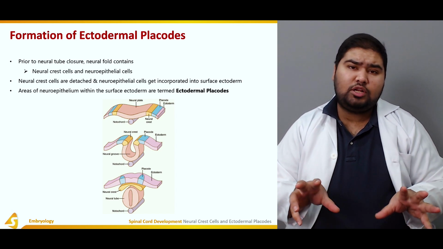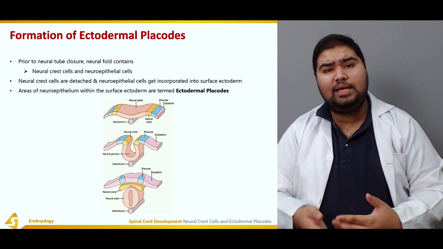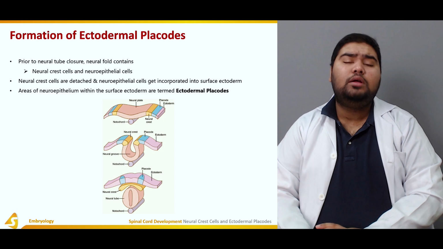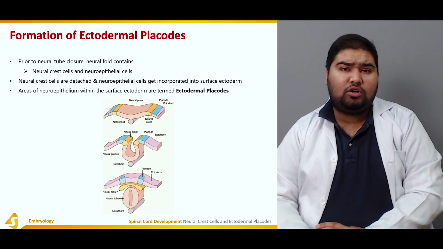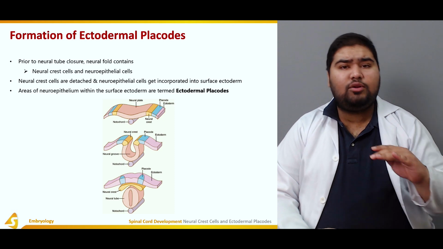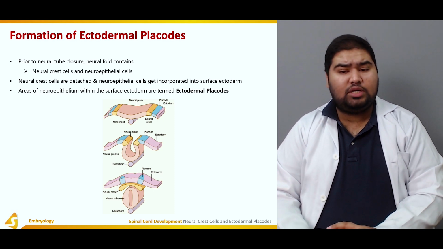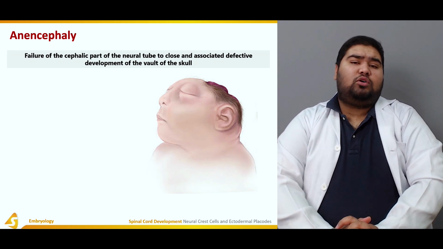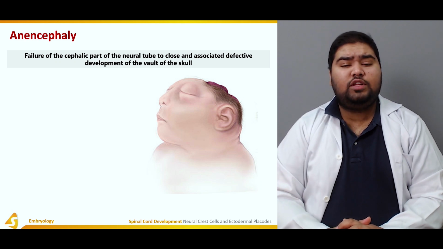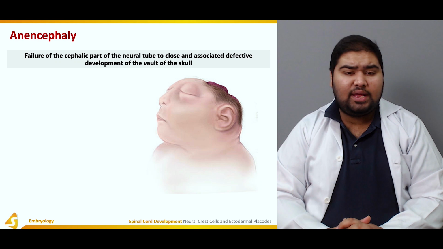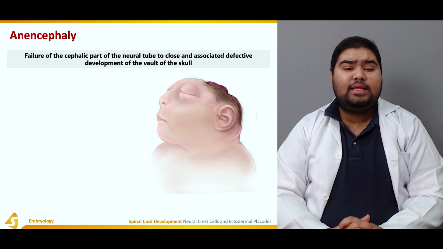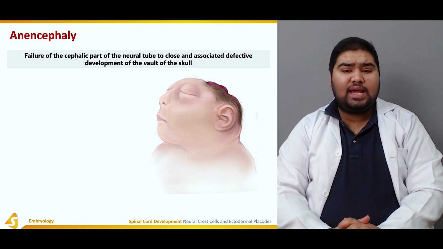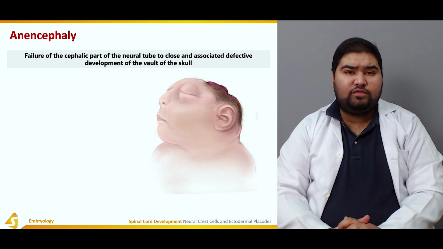So, the neural tube consists of the neural crest cells and these neuroepithelial cells. These neuroepithelial cells do not become a part of the neural tube but become a part of the overlying ectoderm. These neuroepithelial cells are now known as the ectodermal placodes. So, moving on to the clinical aspects of this development of the neural tube, we have anencephaly. Anencephaly is a condition in which there's failure of the cephalic part of the neural tube to close, and there's associated defective development of the vault of the skull.